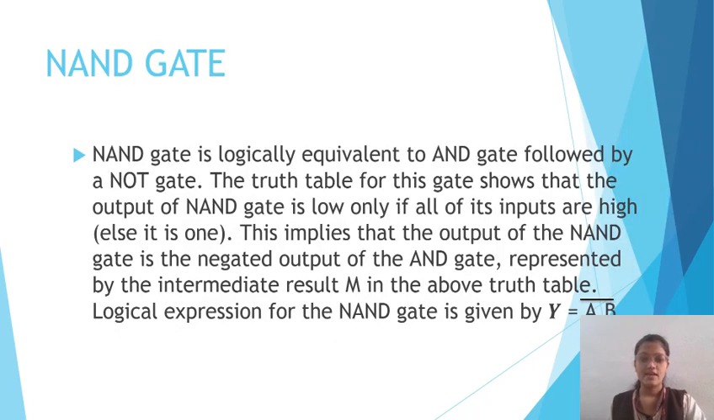NAND gate. The NAND gate is logically equivalent to an AND gate followed by a NOT gate. It means the combination of two gates, AND gate and NOT gate. The truth table for this gate shows the output of the NAND gate is low only if all of its inputs are high, else it is 1. It means if all of its inputs are 1, then only the output becomes 0. This implies that the output of the NAND gate is the negated output of the AND gate. It means purely opposite to the AND gate, represented by the intermediate result M.